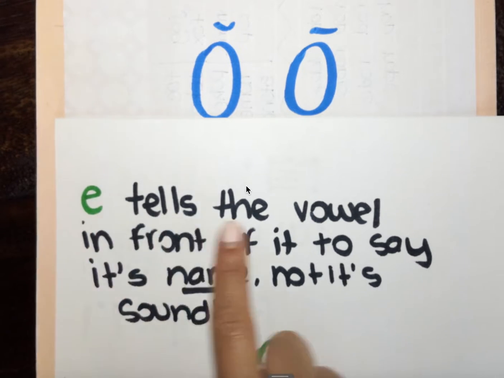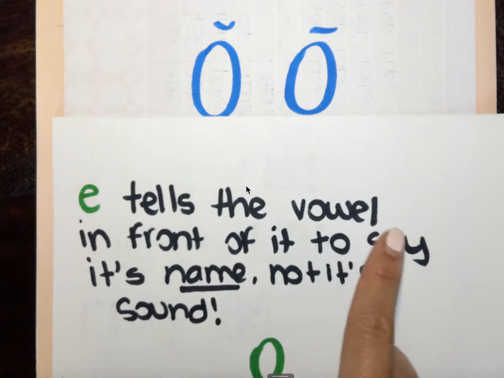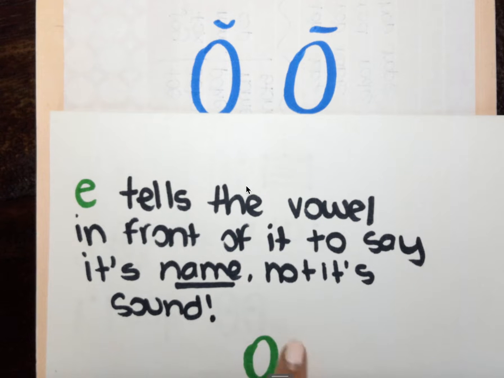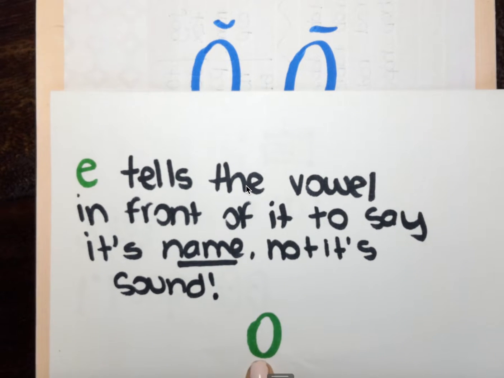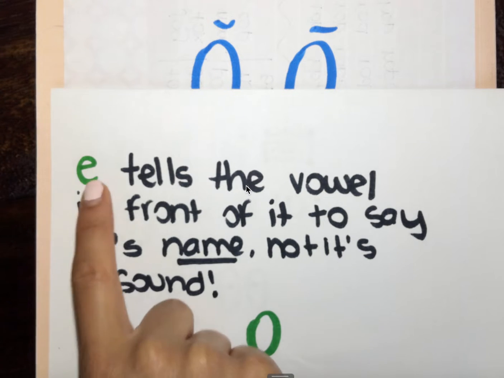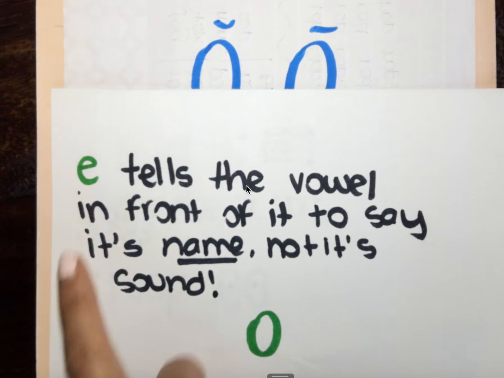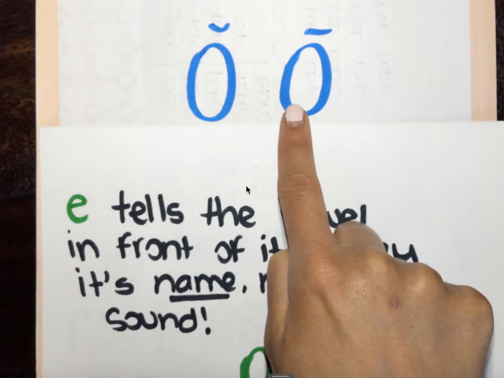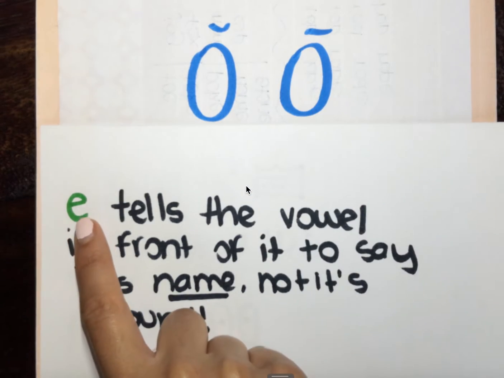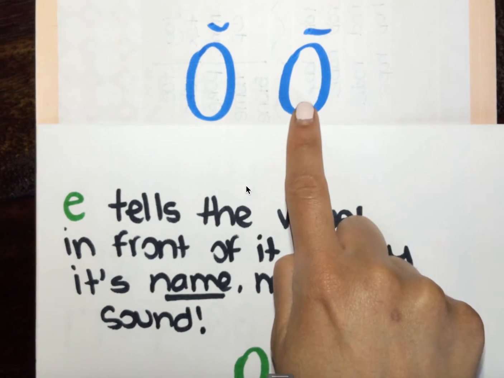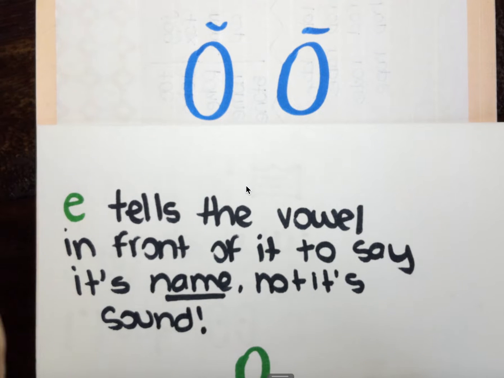So the magic E tells the vowel in front of it to say its name and not its sound. And the vowel we're talking about this week is O. So we're going to be seeing the letter O in a lot of our words and in the magic E. So now that we've reviewed the letter that we've been talking about, the two sounds it makes, and how the magic E tells the O, the letter O, to make the O sound, we are going to read 3 words.